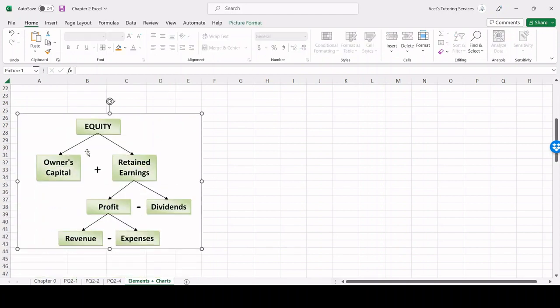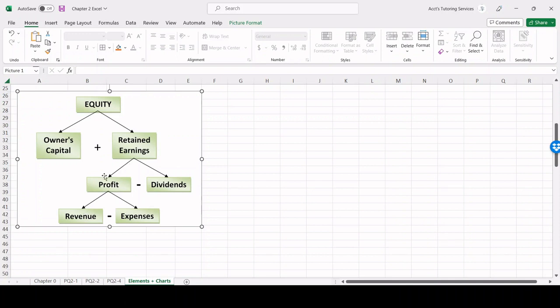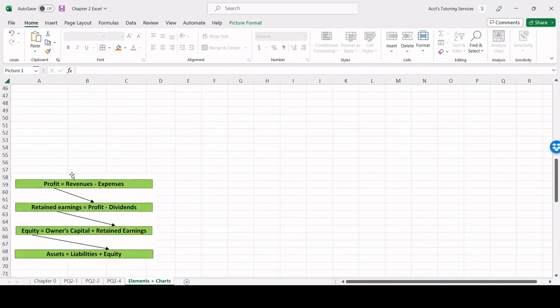This over here is essentially what we've been talking about. So equity is comprised of owner's capital plus retained earnings, and retained earnings is a product of profit minus dividends, and profit is a product of revenue minus expenses. We kind of re-talked about this. To explain it once again, profit equals revenue minus expenses.